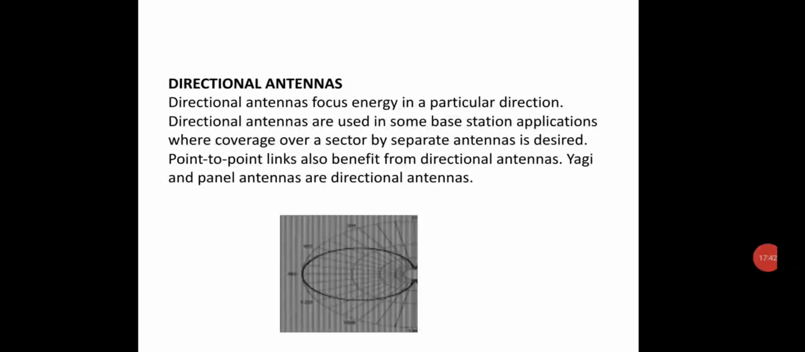Side lobes and nulls. No antenna is able to radiate all the energy in one preferred direction. Some energy is inevitably radiated in other directions at a lower level than the main beam. These smaller peaks are referred to as the side lobes, commonly specified in dB down from the main lobe.